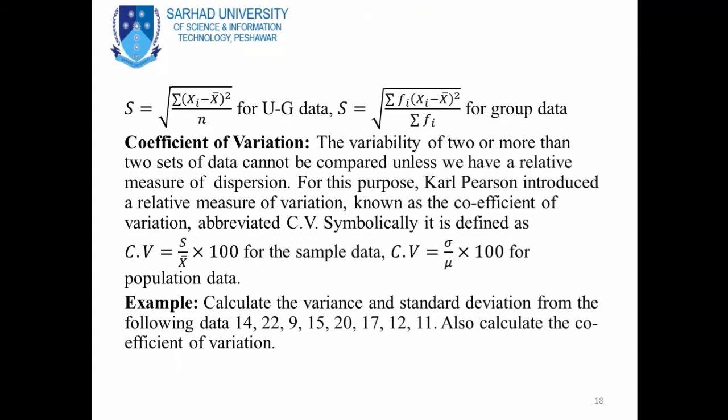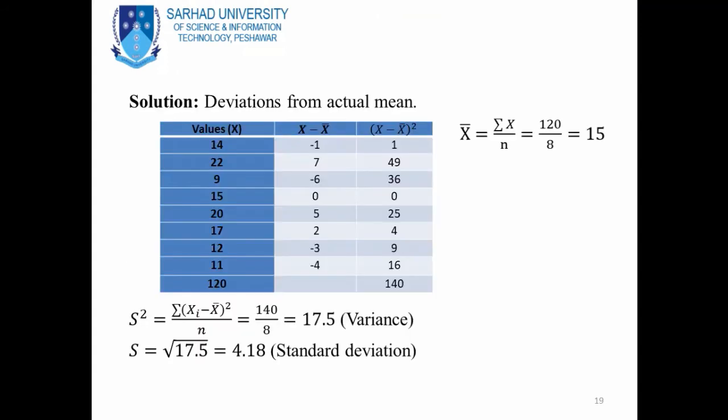Suppose we have an example to calculate the variance and standard deviation for the ungrouped data 14, 22, 9, 15, 20, 17, 12, 11, and also calculate the coefficient of variation. First of all, construct the table, and in the first column write the individual values, and now find the mean. Sum of all terms divided by number of terms. Sum of all terms is 120 and number of terms is 8, so the mean is 15.